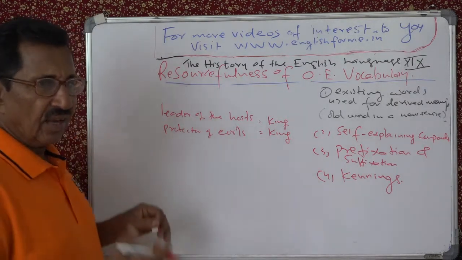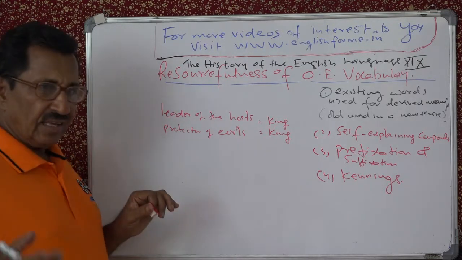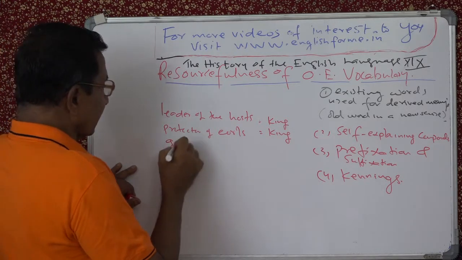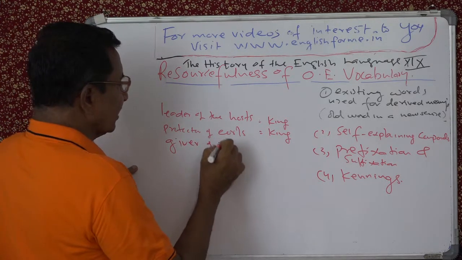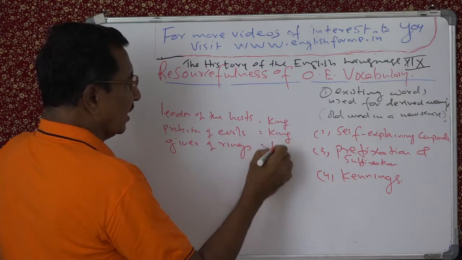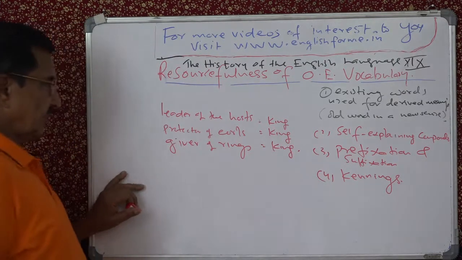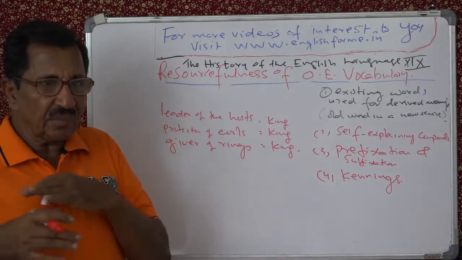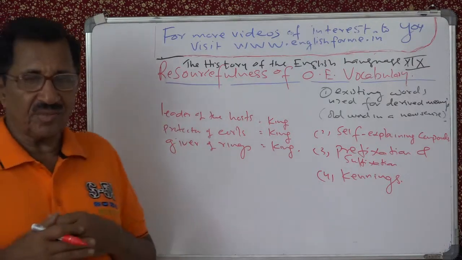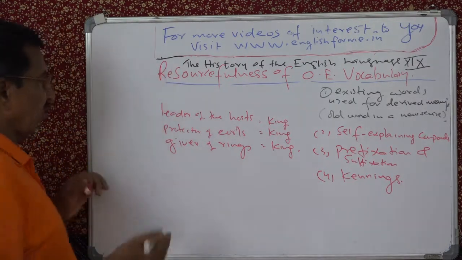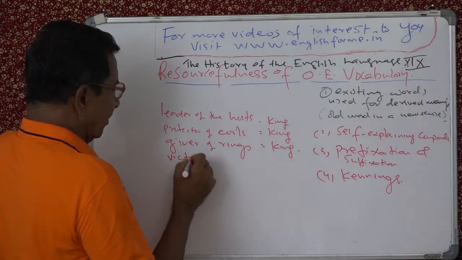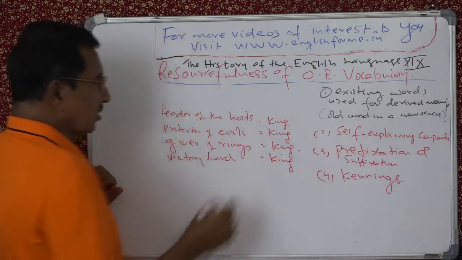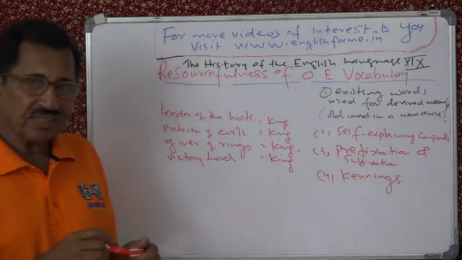So again you can see, the giver of rings, or awards, you can say. King, giver of rings. See that? So this roundabout way of saying things, you can have such synonyms. That is the victory lord, you can say. Victory lord, that's also king. So instead of saying king, you can express the same idea like this.